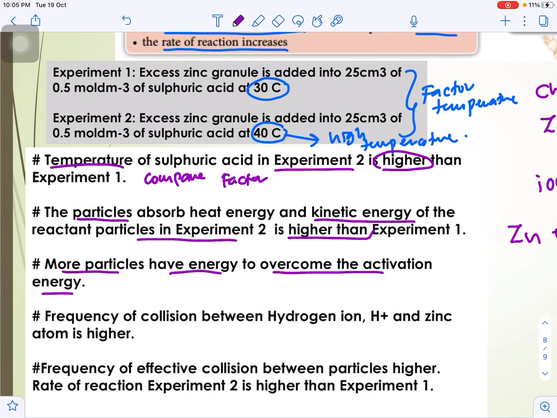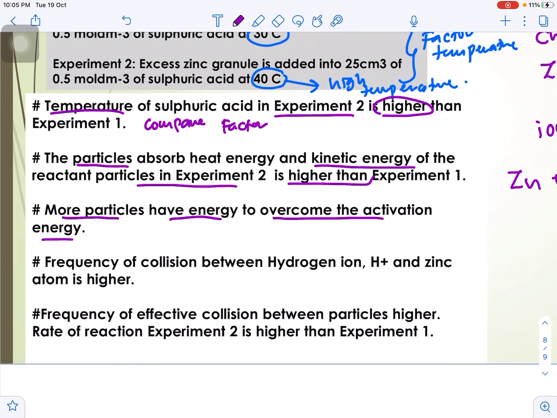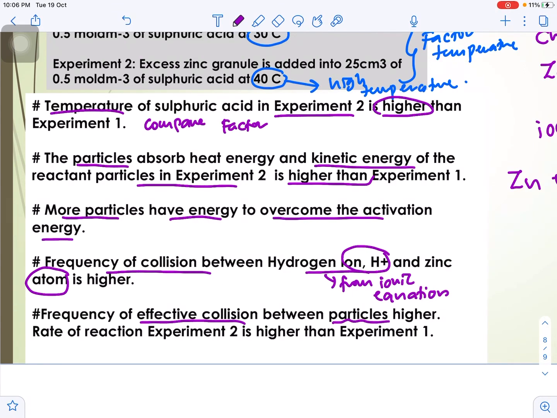Okay, so what is the result when they are able to overcome the activation energy? So frequency of collision between hydrogen ion and zinc atom. You need to mention hydrogen ion, zinc atom. So kalau you tak mention zinc atom, you just mention particles, you tak dapat markah. You kena very specific. How to know? Ini daripada ionic equation. Maksudnya you kena ada kemahiran untuk menulis ionic equation bagi mendapatkan who are the particles that collide. So frequency of collision between hydrogen ion and zinc atom is higher. So as the result, the frequency of effective collision, this is what we want. Frequency of effective collision between the particles, what are the particles? Hydrogen ion and zinc atom. Seperti mana kita mention tadi, is higher. So as the result, the rate of reaction for experiment 2 is higher than experiment 1.